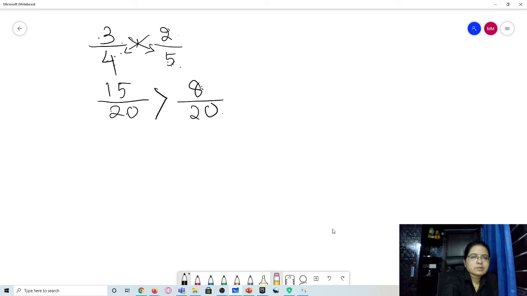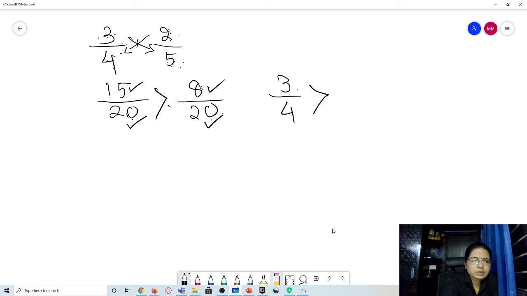15 divided by 20 is the equivalent fraction of 3 divided by 4, and 8 divided by 20 is the equivalent fraction of 2 divided by 5. As 3 multiplied with 5 is 15, 4 multiplied with 5 is 20, 2 multiplied with 4 is 8, and 5 multiplied with 4 is 20. So 15 divided by 20 is greater than 8 divided by 20. So 3 divided by 4 is greater than 2 divided by 5.